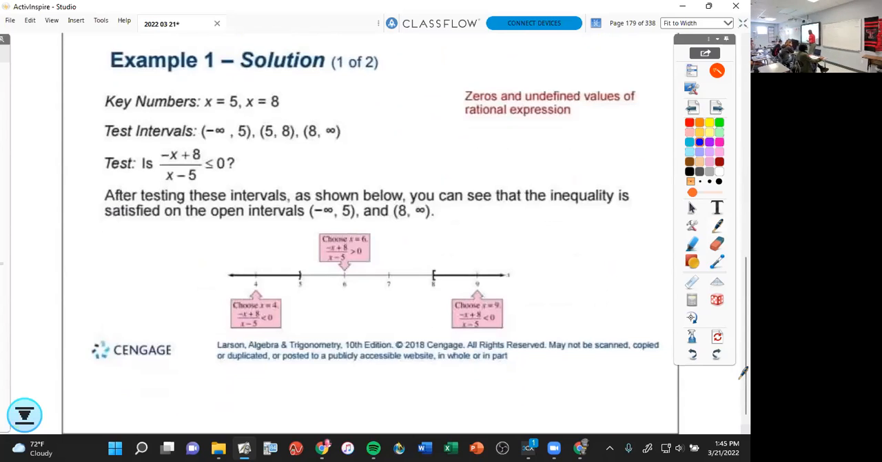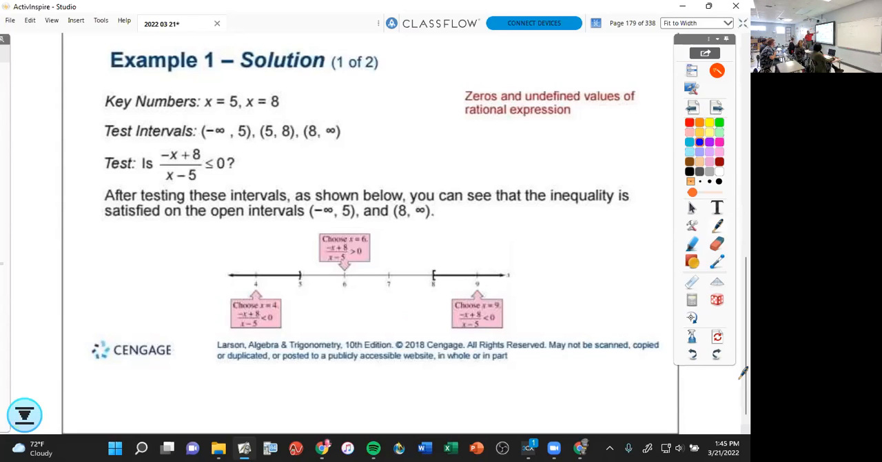So we tested it and we found out that the region from negative infinity to 5 and the region from 8 to infinity. Notice, however, on the graph, I have a bracket at 8 instead of a parenthesis. Why did I change it to a bracket on the graph? Can I have a 0 in the top? Yeah. X can be 8. Can it be 5? No, can't divide by 0.